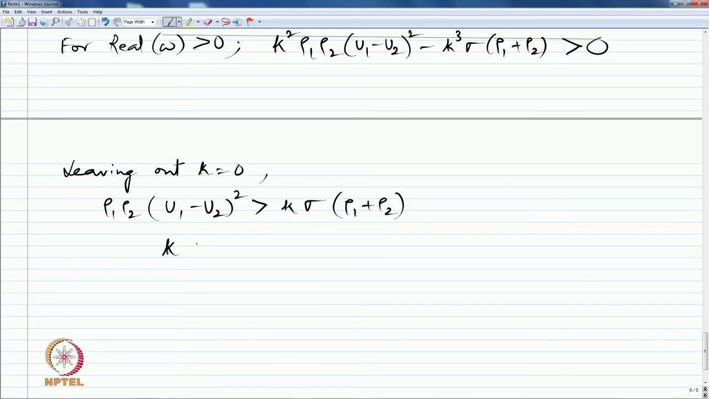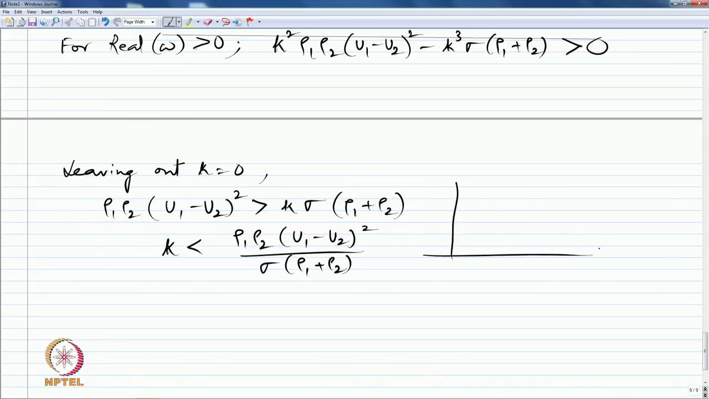So, if I rewrite this, this is the condition for instability: for a given rho 1, rho 2, u 1, u 2 and sigma, all k less than this would have a positive value of the real part of omega. So, this quantity is what we will call our k cutoff.